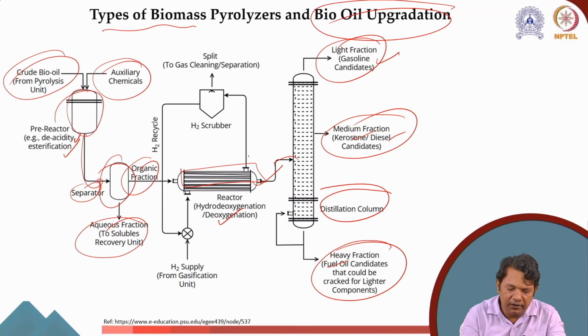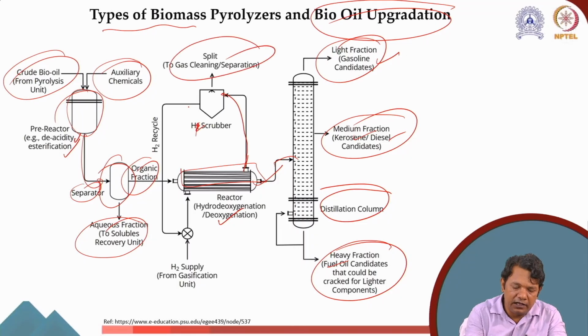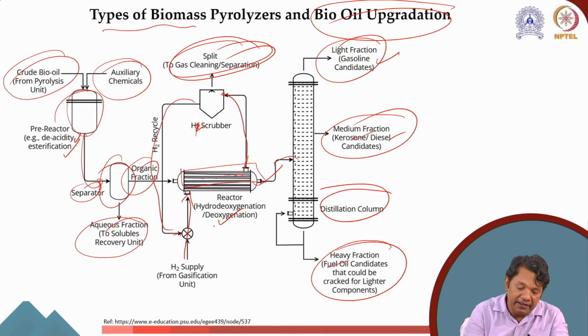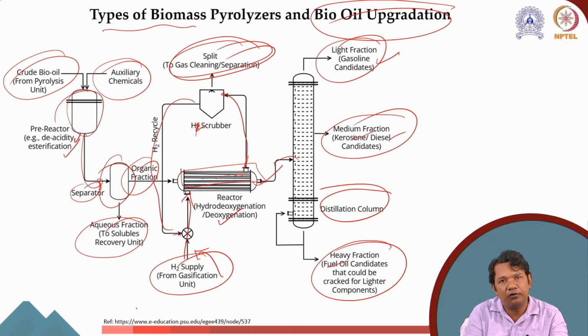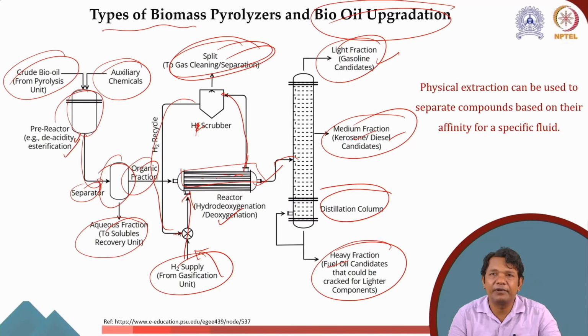Now whatever gases we get go to the scrubber, and then H2 is separated and recycled back to supply the hydrodeoxygenation unit, and the other gases are sent for cleaning and separation. While this hydrodeoxygenation unit requires hydrogen for the reaction, the hydrogen is supplied from the gasification unit. So this is a typical process.